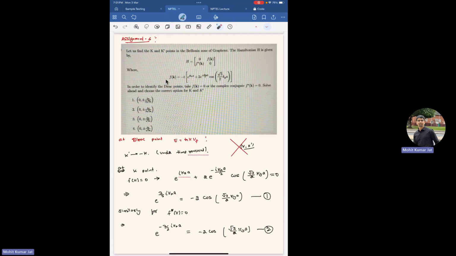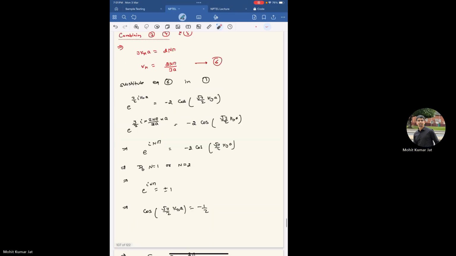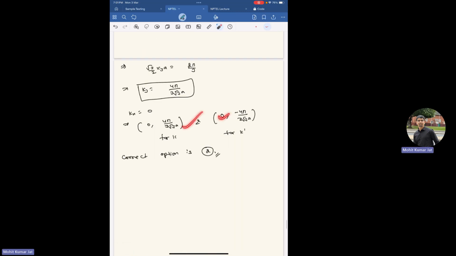Starting from the first question, what we did is, the question says that this is the dispersion relation. This is the Hamiltonian of graphene, and the question asks what is the kx and ky value at the K and K prime point. That is the point at which the energy of the dispersion relation is 0. For that, we take f(k) equal to 0 and f(k) conjugate to be 0, and that gives the correct answer, the second one, 0 and plus minus 4 pi by 3 root 3. And that's the correct answer.